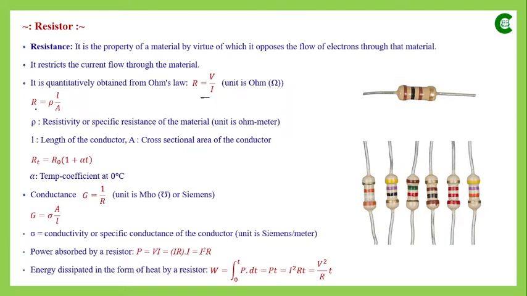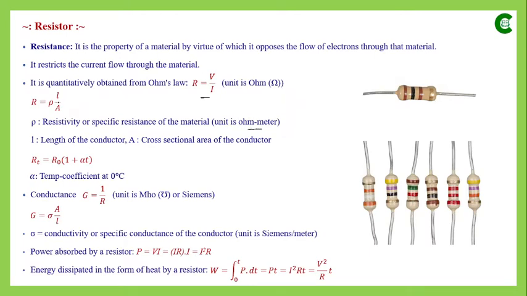So this is how resistance is dependent on the length and cross-sectional area of the conductor. If the length and cross-sectional area change, the resistance of that conductor will also change. Now rho here is the resistivity or specific resistance of that particular material, and the unit of that resistivity is ohm meter.